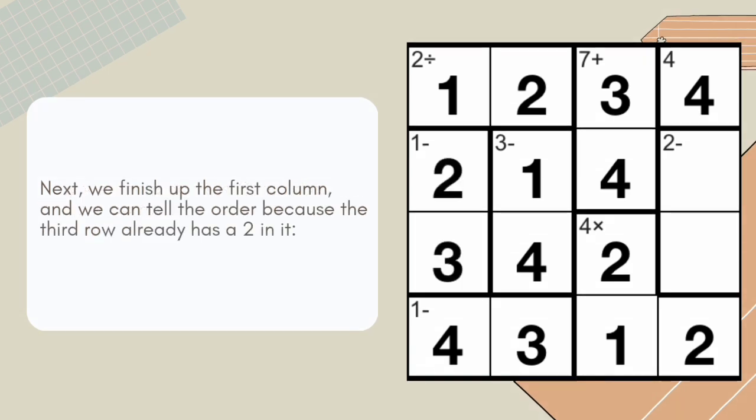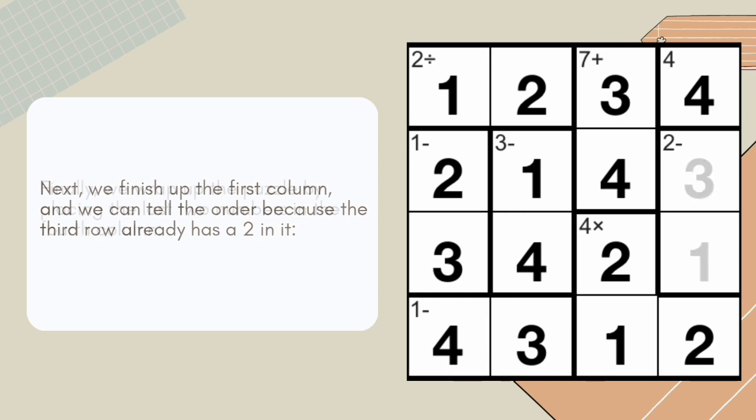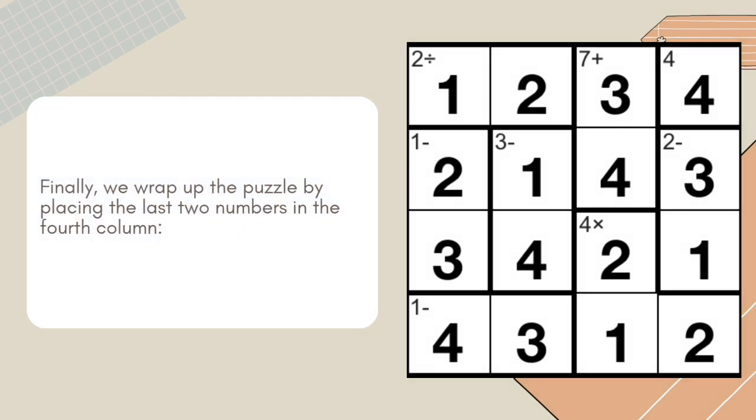Next, we can finish up the first column, and then we can tell the order because the third row already has 2 in it. Finally, we wrap up the puzzle by placing the 2 numbers in the fourth column.